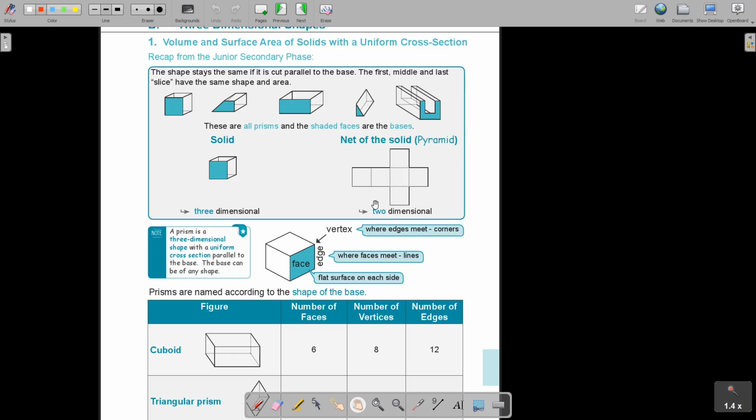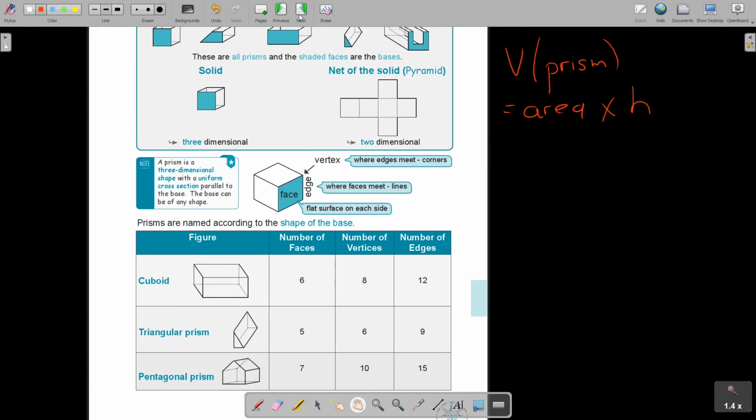If it stays the same, it's a prism. And don't forget, the general formula for the volume of a prism is always the area of the base. So if it's a square, it's side times the height, or length times breadth times the height. You just work out the area and multiply it by the distance between the two bases. Then think of the net, if you start folding it open, and I think it's good that you have a picture of this.